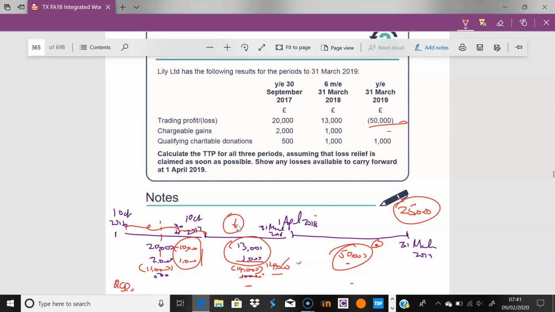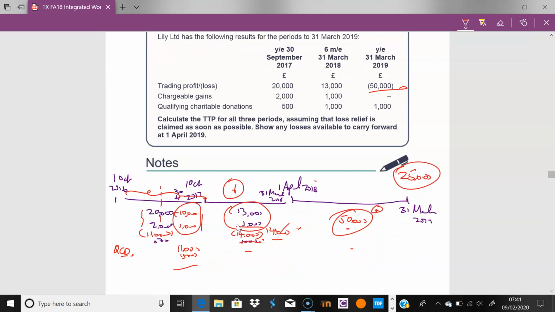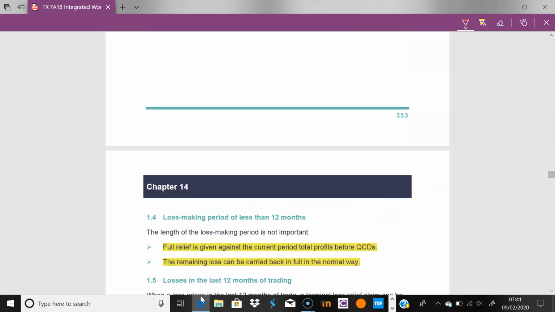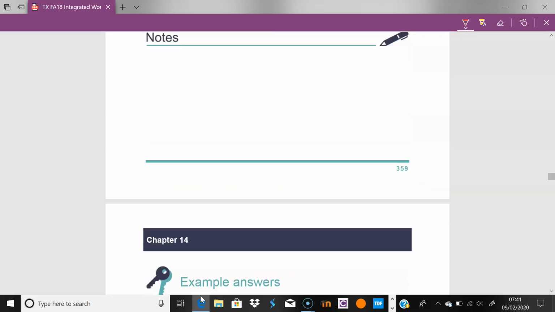Now what I also have is 22 minus 11. So I have 11,000, and then I take off my QCDs, and that leaves me with 10,500 to be taxed in that period. So that's how that works, right? That's how that works. You have the answers, but I'll show you in a much neater fashion how that presents itself.